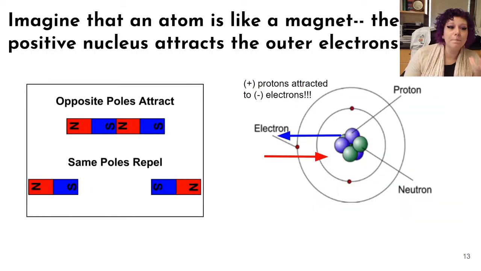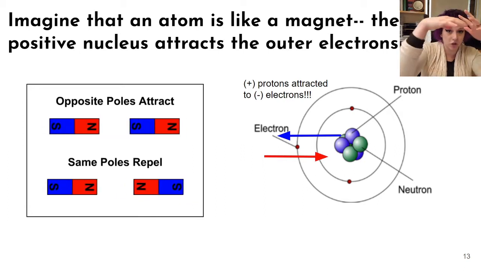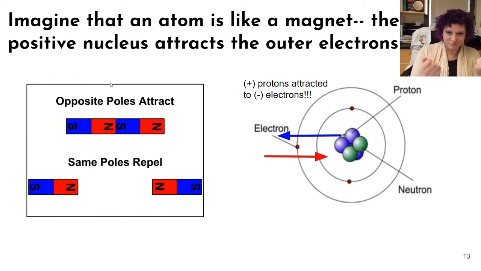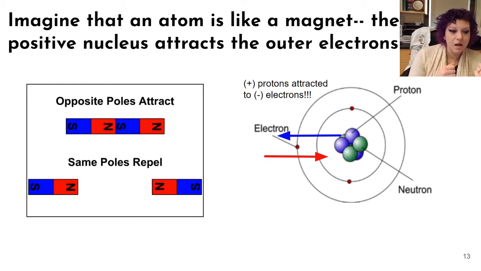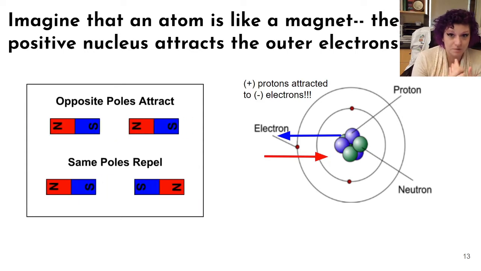So imagine that an atom is like a magnet. So we have the positive nucleus, and it's attracting the electrons, that negative charge on the outside. We know that opposites attract, right? If you have two magnets, opposite poles, they attract, positive, negative. But the same charges repel each other.